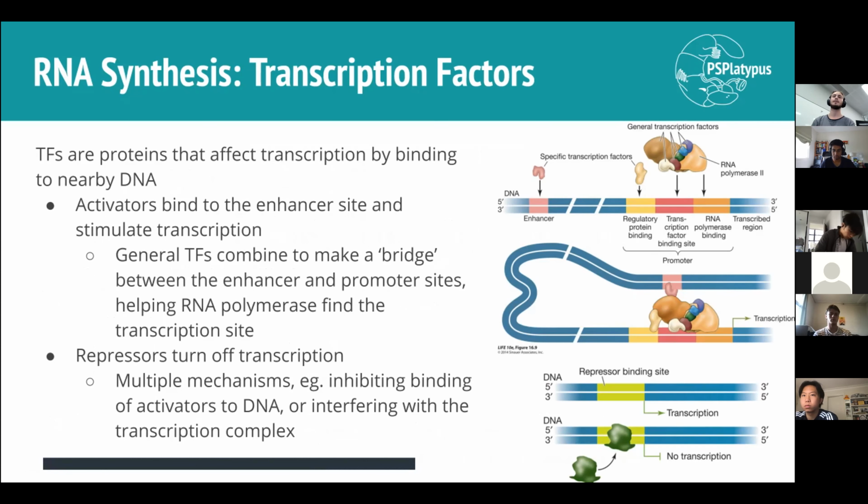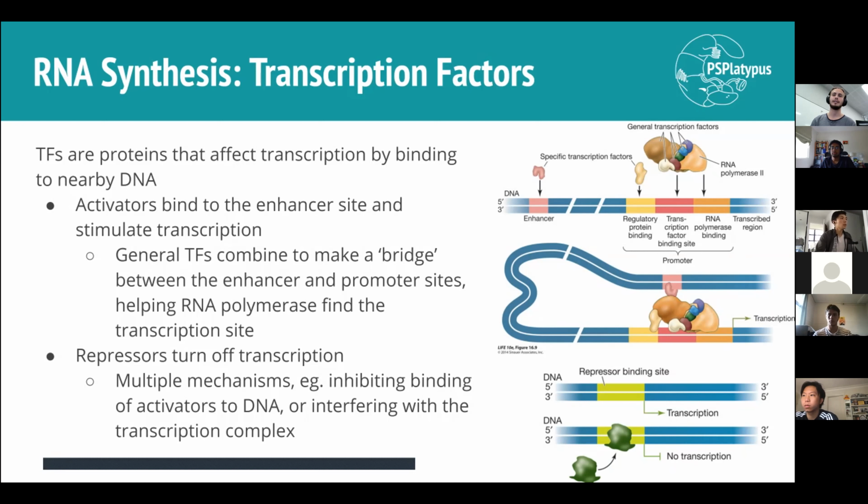Okay. So transcription factors, as I was talking about in the previous slide. Factors in biology are generally proteins, and these ones are related to transcription, so the process of making mRNA from DNA. Transcription factors affect transcription by binding to nearby DNA. So we've got some diagrams here, this one of an activator and this one of a repressor. Activators bind to the enhancer site, which is somewhere else on the DNA, and they also bind to the promoter site. And generally they make a bridge, which actually helps RNA polymerase find where to start transcribing.